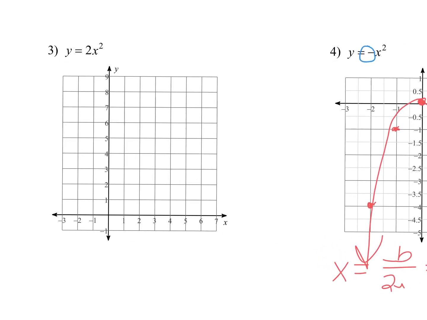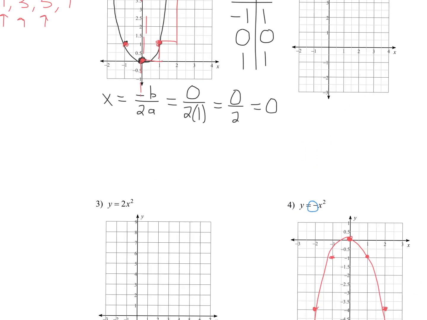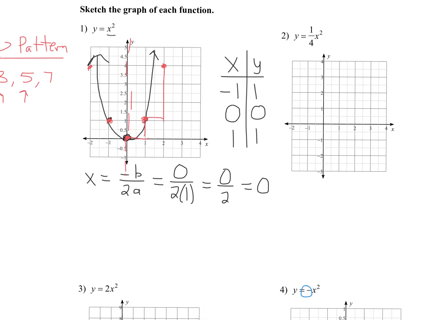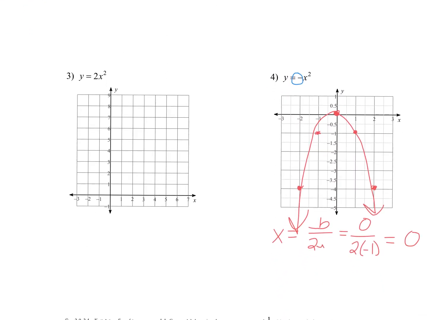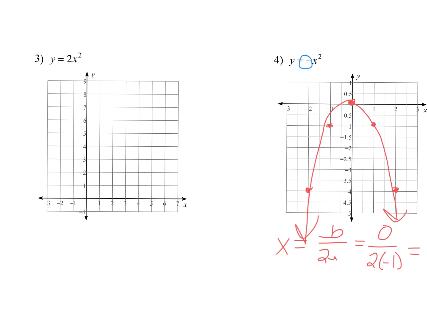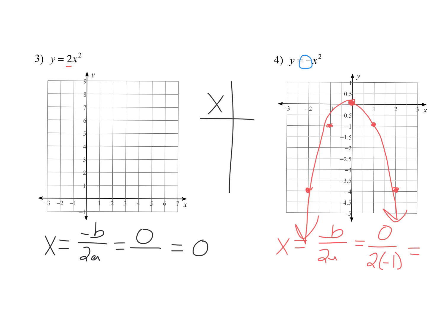Okay, looking at number 3, how is that different than our parent function on number 1? It has a leading coefficient, okay? So we have that leading coefficient 2. We're still going to follow the same thing. What do we need to find first? Vertex first. So we have negative b over 2a. Do we have a b? No, so what's our answer automatically going to be? 0. Okay, if I plug in 0, what am I going to get out? 0. So our vertex is still at 0, 0.